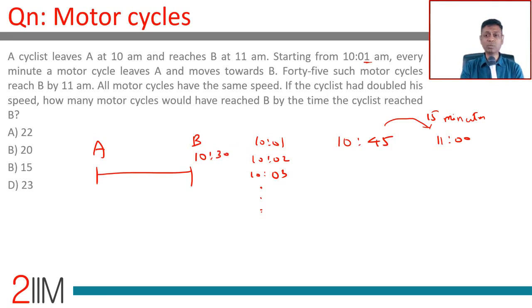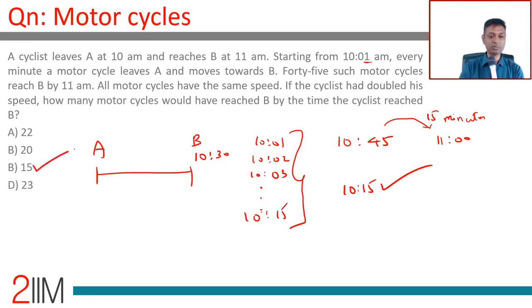Right? So now think about this. Motorcycles starting at 10:15 can reach. The one that starts at 10:16 cannot reach. So we start at 10:01, 10:02, 10:03, all the way till 10:15. All of these will reach, but not anything that started after that, so 15 motorcycles will reach.